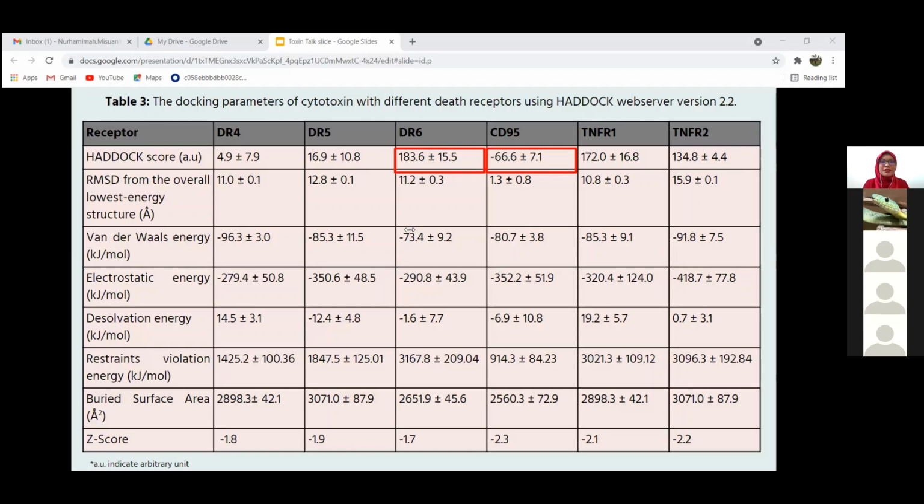So the lower the Z-score, the better the head-up score, since this indicates the standard deviation of the head-up score of a given cluster separated from another cluster. So from this table, we can see that CD95 also has the lowest Z-score, but as I mentioned earlier, we exclude CD95 from the best receptor dock because it only has two loops of CT interacting with this receptor. So we can choose CD95 as the best receptor to interact with CT.